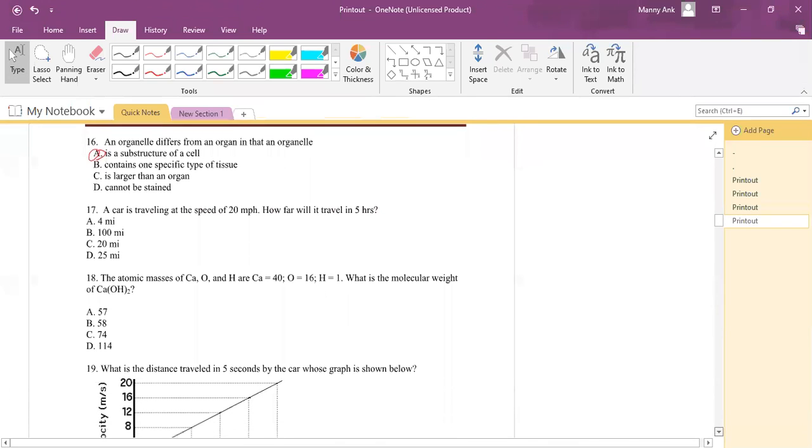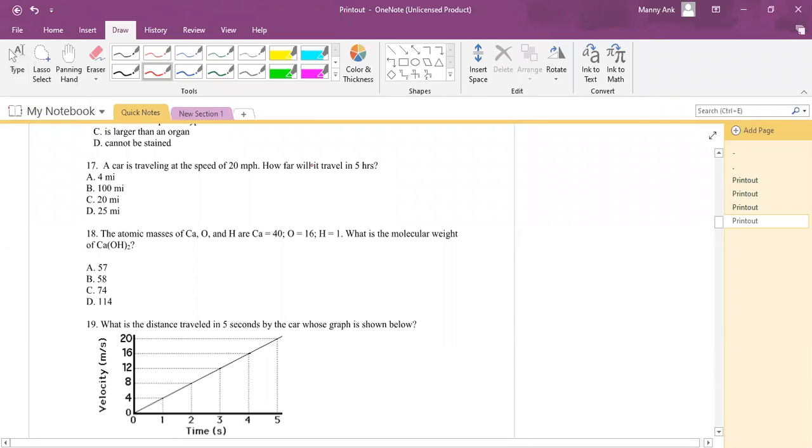A car is traveling at the speed of 20 miles per hour. How far will it travel in 5 hours? You've been given the speed and you know the time. You want to find distance. So remember that distance is equal to speed times time, or rate times time. This is in hours and this is in hours, miles per hour, hours. So 20 times 5. And then that should give us 100 miles. That's the answer, 100 miles.